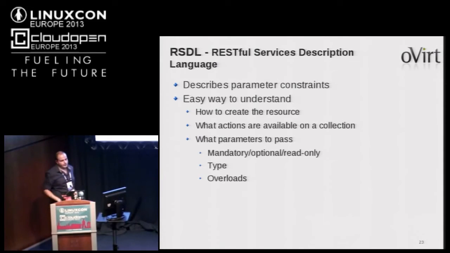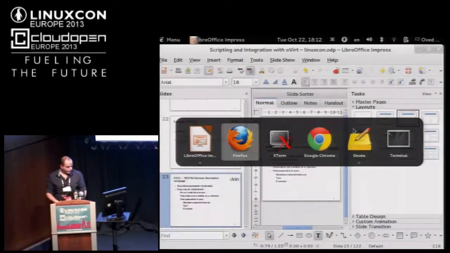So basically, it describes the parameter constraints that you have using the REST API, and it helps you understand how you can create a resource, what actions are available on a specific collection, what parameters you need to pass, which one is mandatory, which one is optional, which ones you can't really change, they're read-only. And the best way is just to show you an example.